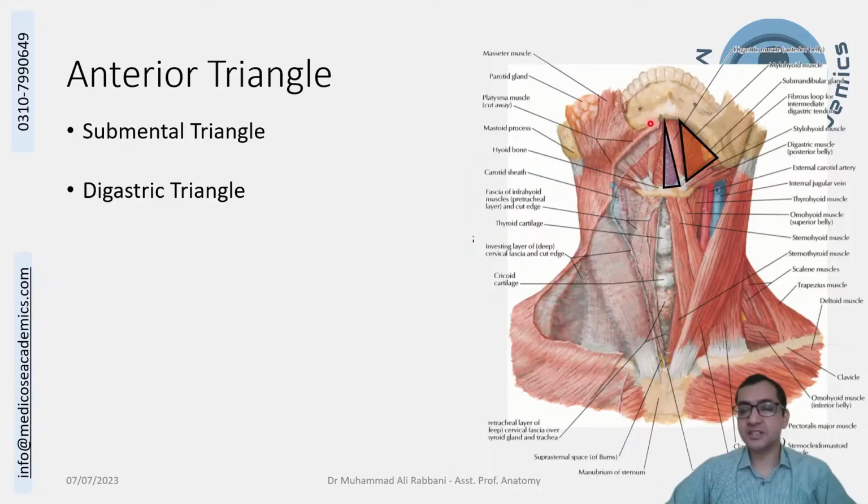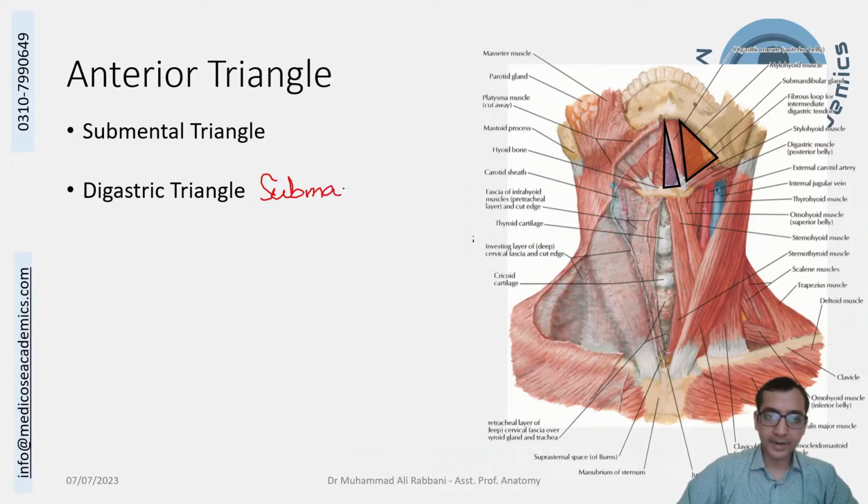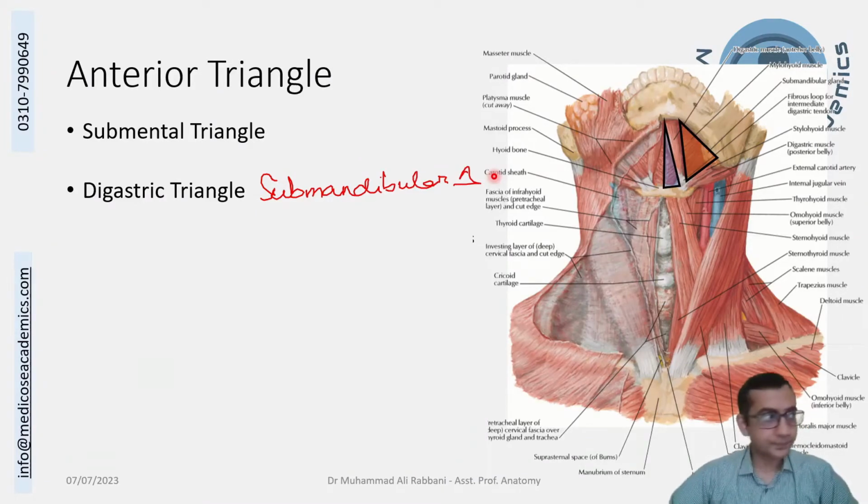The alternate name is digastric triangle, because almost the whole of it is covered, two of its sides are covered by the digastric muscle. The alternate name is submandibular triangle.